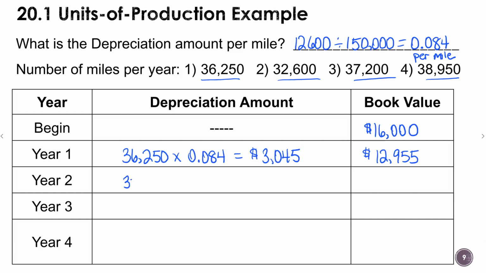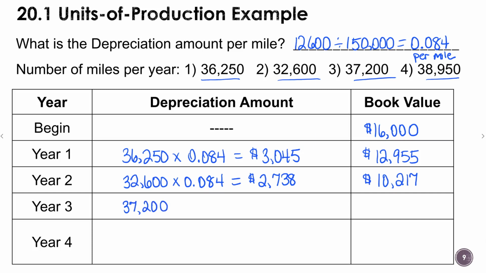So 32,600 for the second year. Multiply that by the amount per mile, which, you guys, is about 8.4 cents per mile. And this is 2,738. And then we subtract, again, that from the 12,955 to get 10,217.